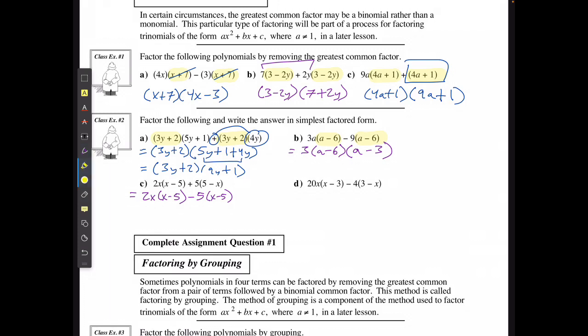Now I can see that I do have a common factor that is exactly the same, x minus 5. And I'm going to get x minus 5 and 2x minus 5.